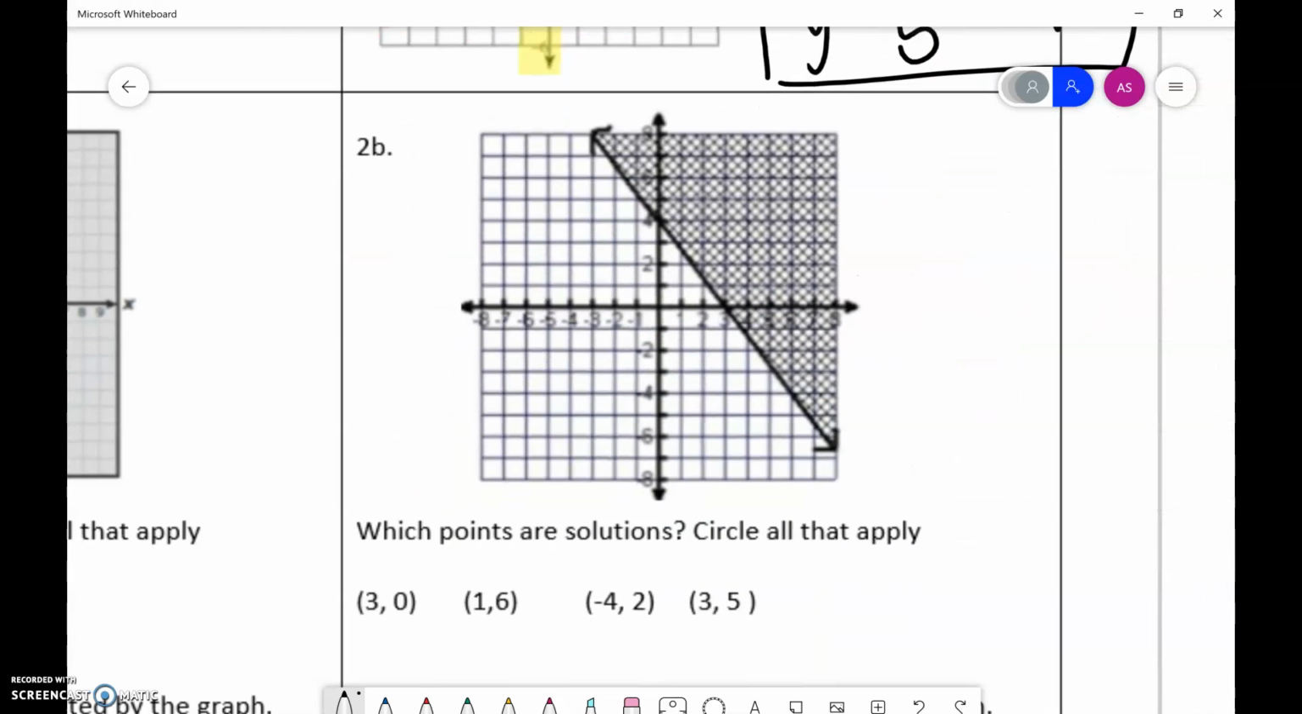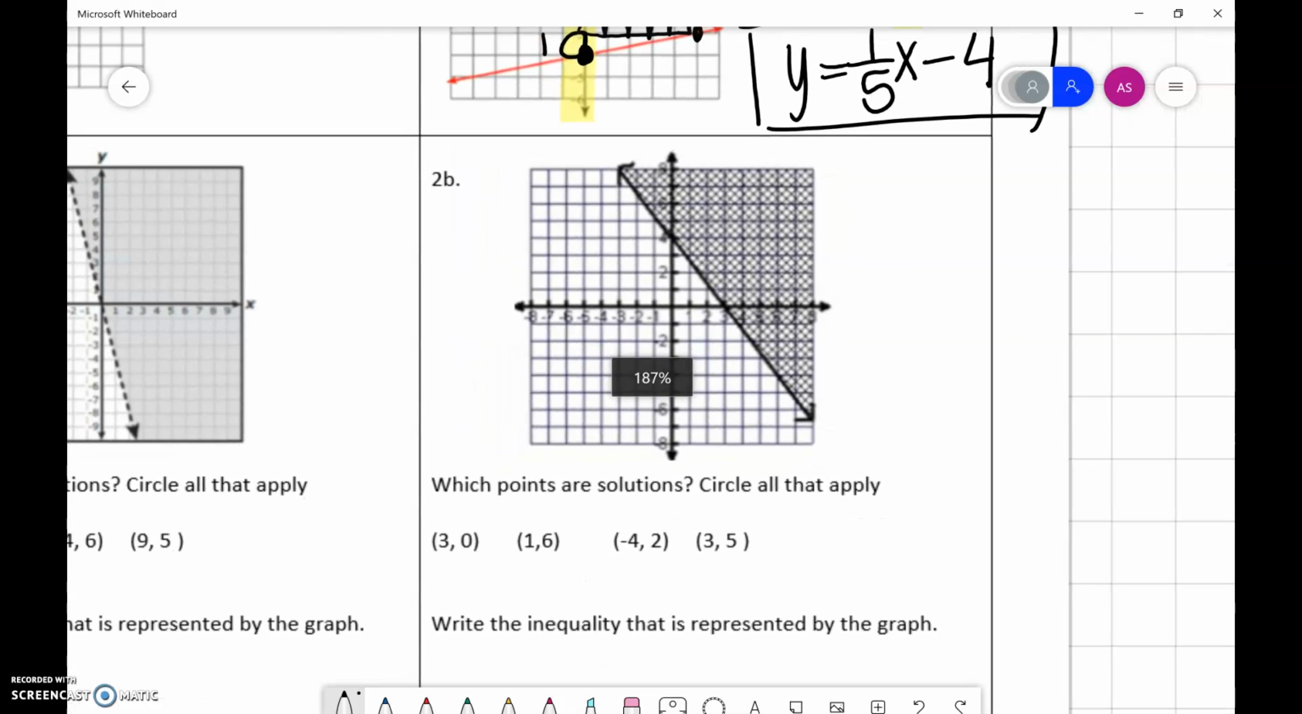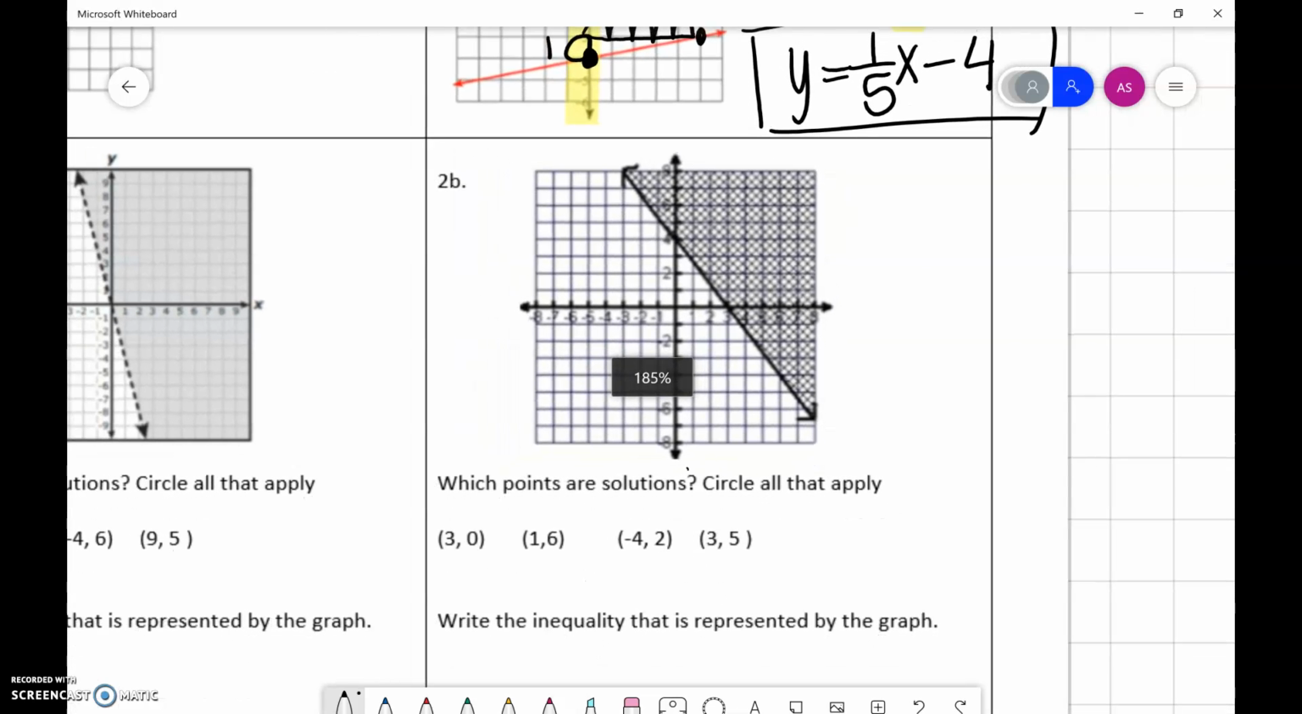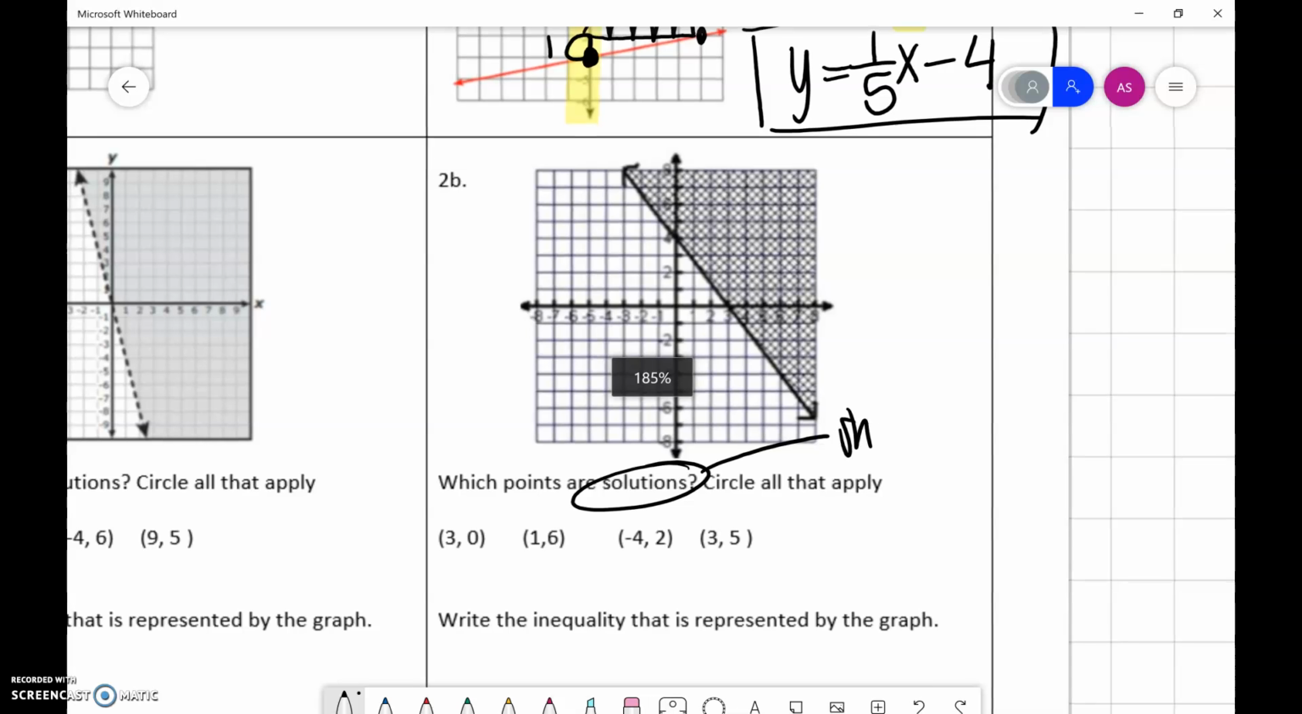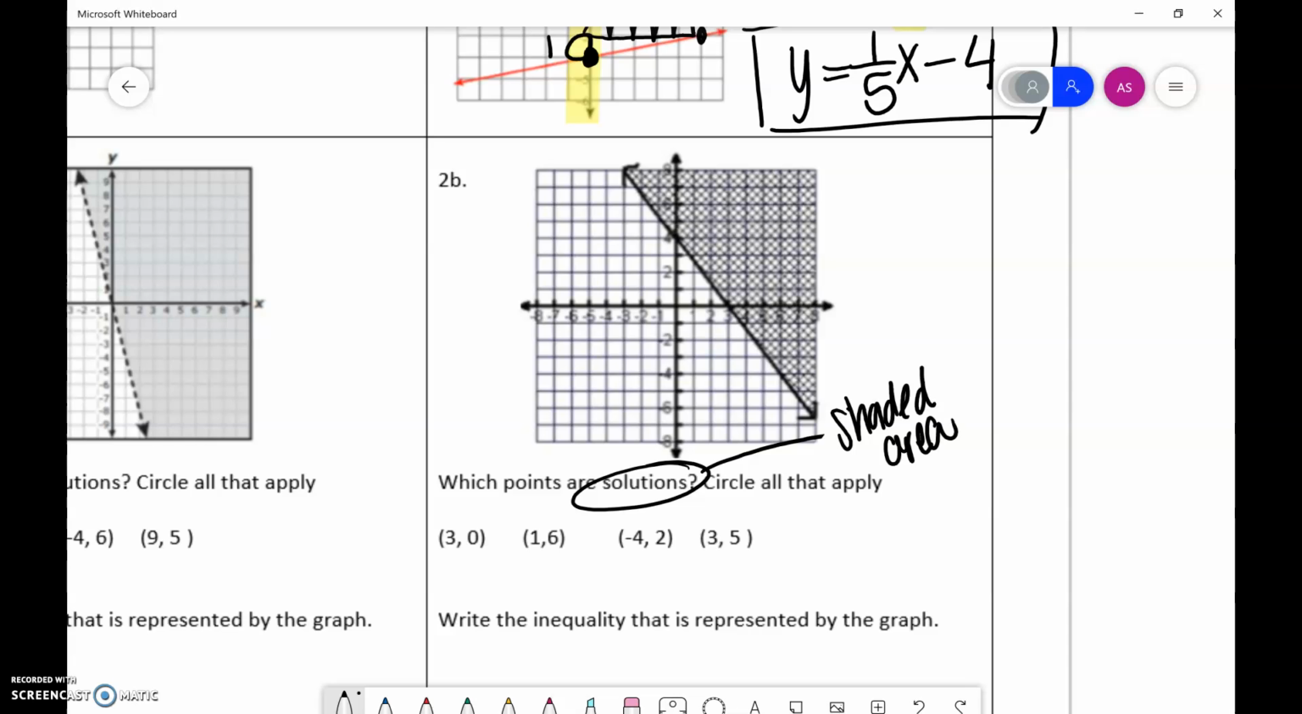All right. So here we have inequalities, and they want to know which points are solutions. We know that solutions are in the shaded area. Also, we know that because we have a dotted line and a solid line, points will also work if they fall on the solid line. Okay, if it falls on a dotted line, we can't include that in our solution set.